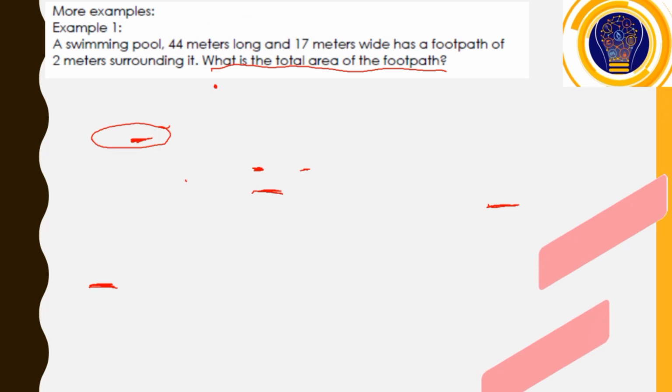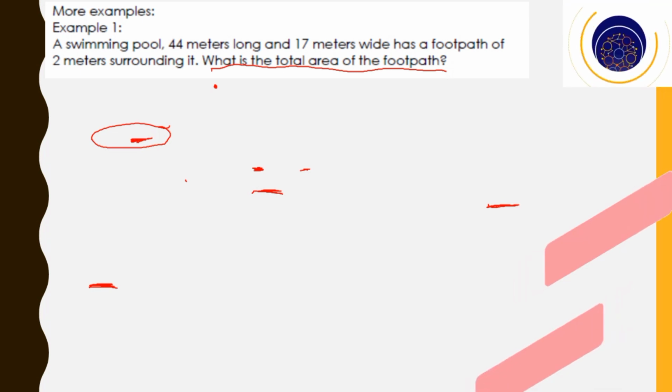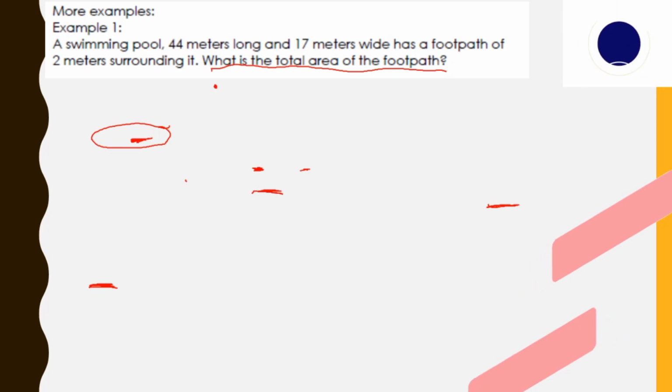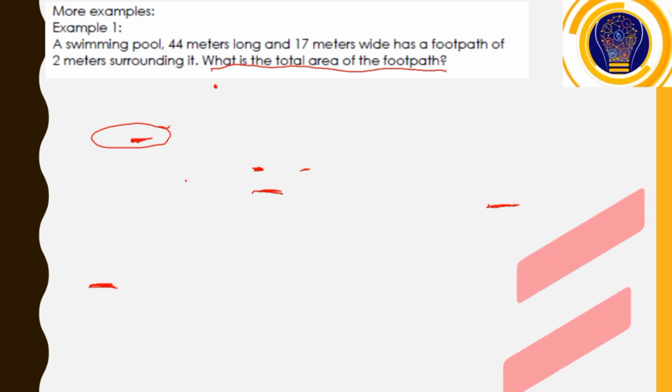Let's have another example. A swimming pool 44 meters long and 17 meters wide has a footpath of 2 meters surrounding it. So, kung idrawing natin siya, swimming pool, so ito si swimming pool na 44 meters by 17 meters. And then, meron daw siyang footpath or pathwalk. Ito, may nakapalibot daw na pathwalk.